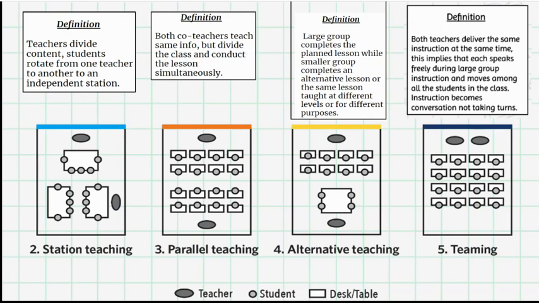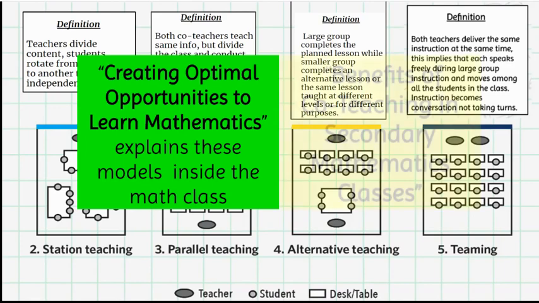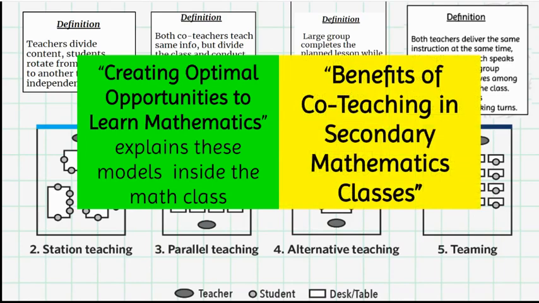Now, what does it look like in a math classroom? So that article we talked about, which the link is in the introduction portion of the welcome page, Creating Optimal Opportunities to Learn Mathematics, explains each one of these models inside and out. It actually explains the other two as well. It refers to the one teach, one assist as one teach, one drift. It gives math examples.